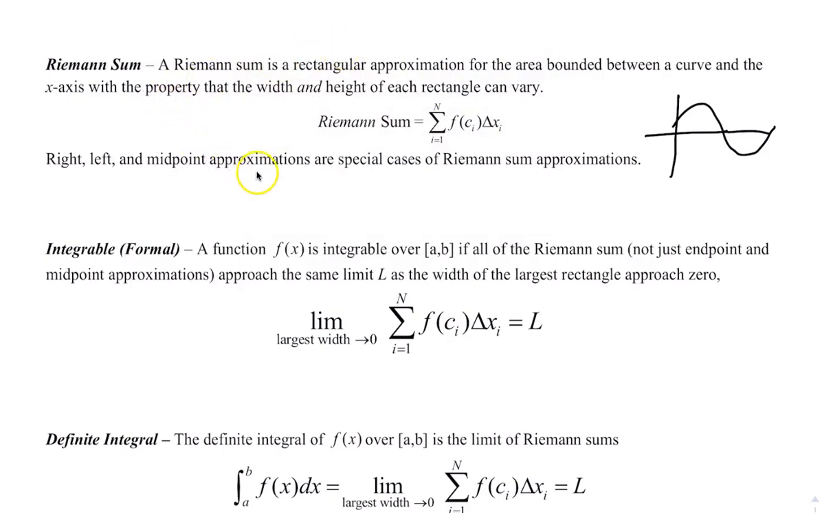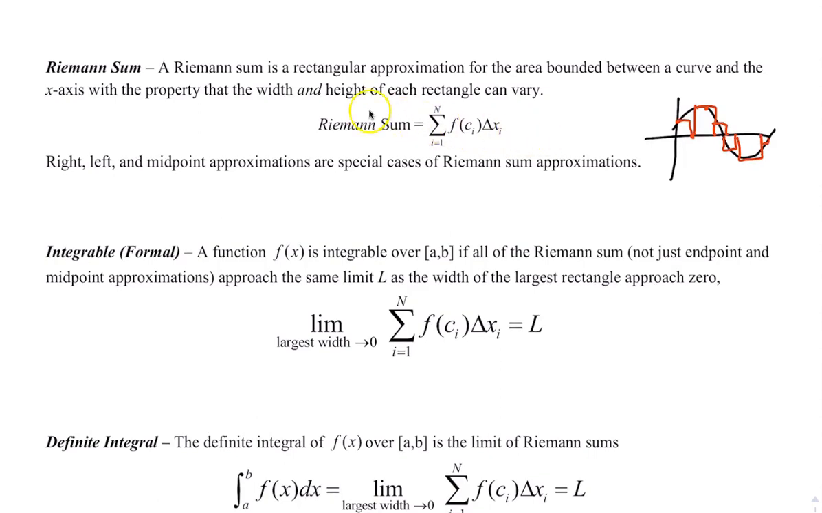We did right and left and midpoint approximation. Riemann sum is that, but with any approximation you want to use. So you can do left, you can do midpoint. That was more of a left also. Here's the midpoint. You could do something right there. You could do a big one. And that's kind of what Riemann sum is, right? Riemann sum, unlike we did last lesson, you can use any width and any height.